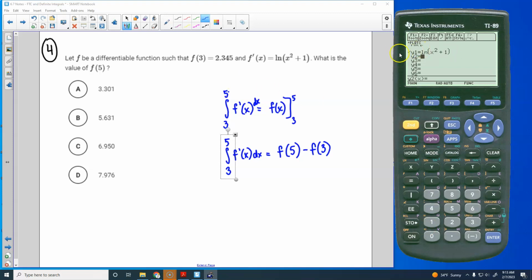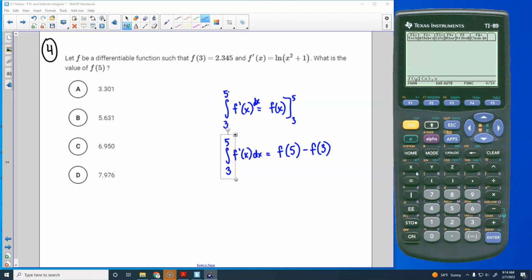So if we put this into Y1, now that's our equation for f prime there. We want to go back to the main screen, and we want to integrate that function from 3 to 5. To do that on the calculator, you're going to hit F3. You're going to choose number 2, integrate. And we're going to tell it y1 of x, because we put that into y1. We have to tell it comma x.